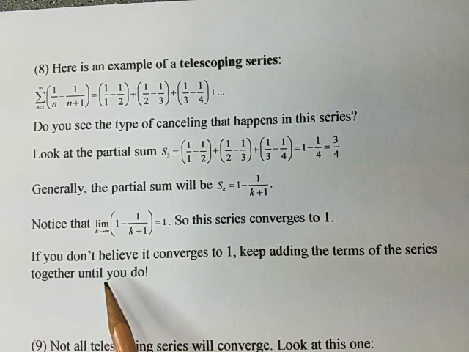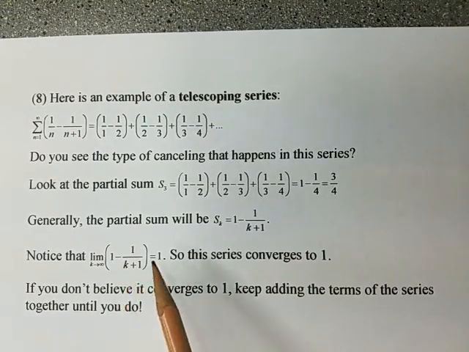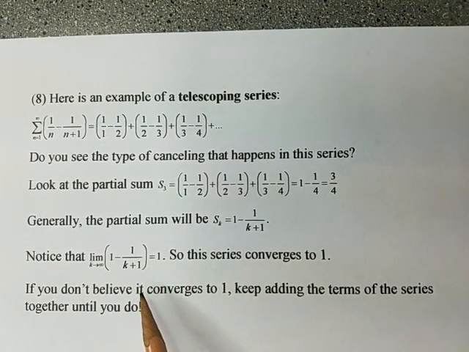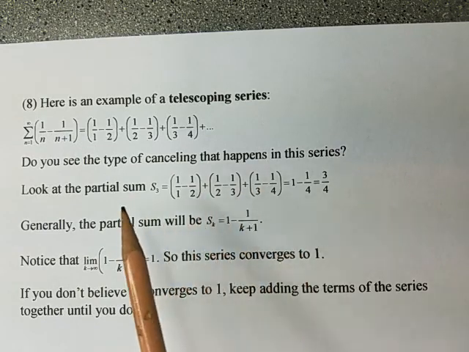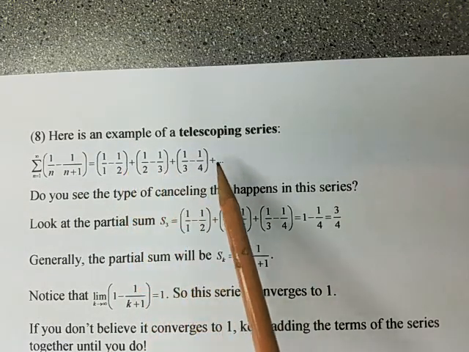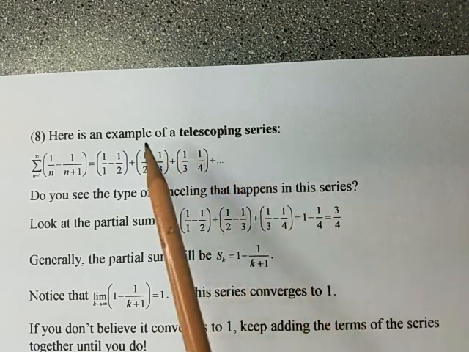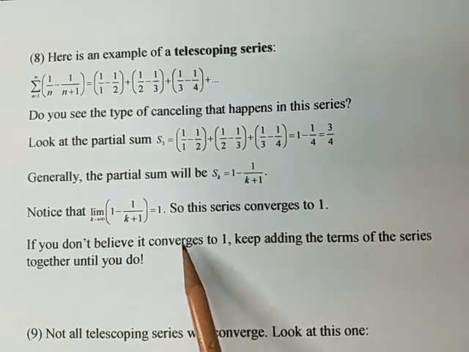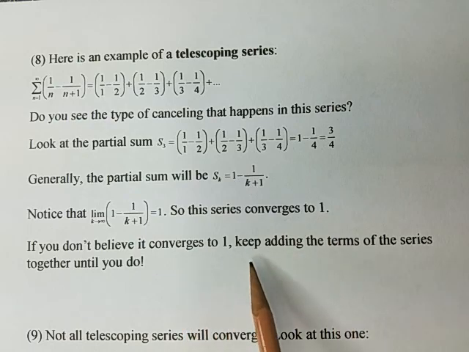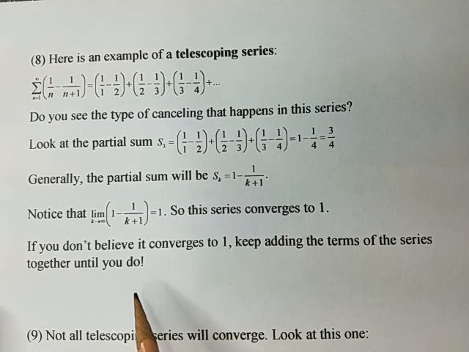Now, like with any of the series, if I say it converges to this number or that number and you don't believe me, just keep adding the terms of that series together. Keep track of your grand total. The more terms of this series you add together, the closer your answer will be to 1. Just keep adding and you'll see that that happens.